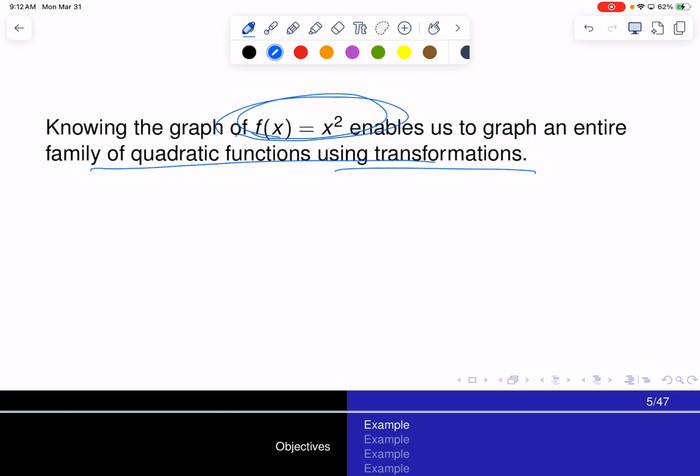F of x equals x squared. And we're going to use transformations to do this, just like we did the absolute value from last section. So when you got things inside the house. Now, with the absolute value function, the house was inside the absolute value bars. What's going to be inside the house for x squared? It'll have to be inside the square.